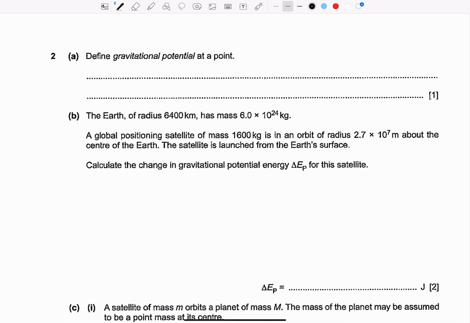Define gravitational potential at a point. Gravitational potential is the work done per unit mass in bringing a test mass from point of infinity to the point in the gravitational field without a change in velocity. Alright.